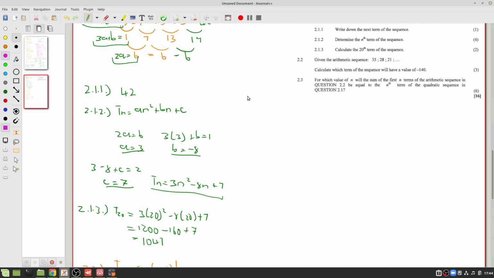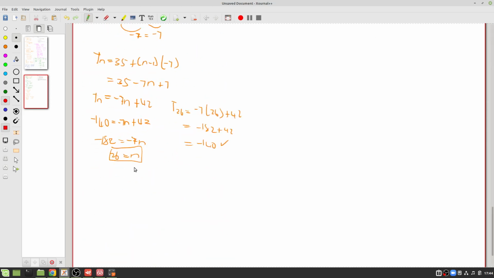Okay, Sn, let's write down some rough work. We'll do red for rough work. So rough work will have Sn for arithmetic. So that's question 2.2. So the Sn, we need to know that formula, right? So that's n over 2 times 2a plus n minus 1 times d.